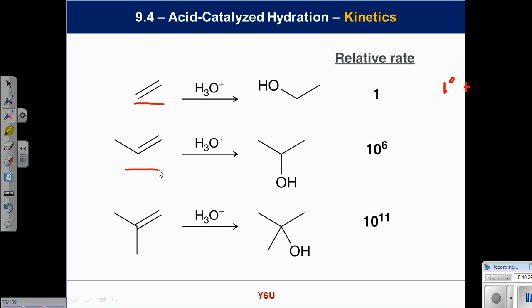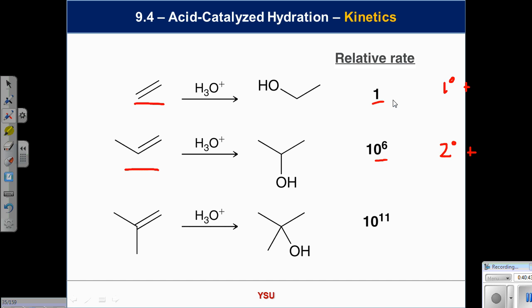What type of carbocations can you get from this guy? Secondary and primary. Which one do you prefer? Secondary. Now look at that. Through a secondary cation, how much better is a secondary cation compared to a primary? Well, there's a number that kind of tells you. The reaction is 10 to the 6 times faster.